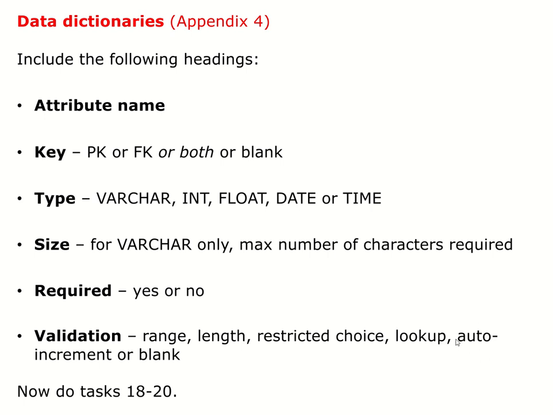We are now introducing auto increment as a validation type. That means we basically use that for surrogate keys. Set them to auto increment. That means each time you add a new record, it just increases the number by 1. So they've all got a unique value. And of course, if there's no suitable validation check, then you leave it as blank.